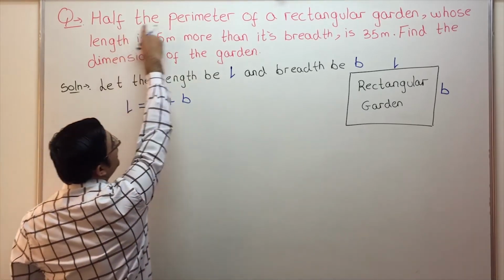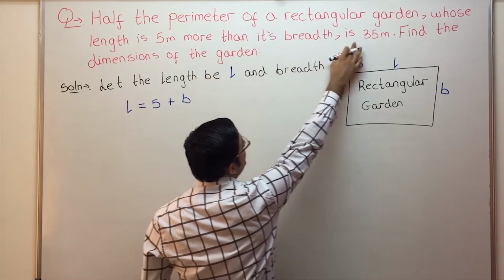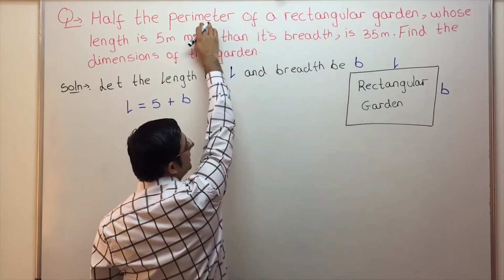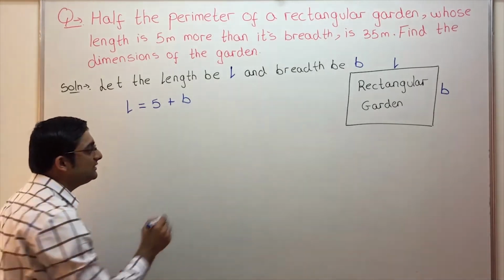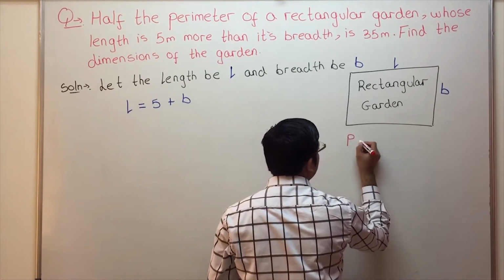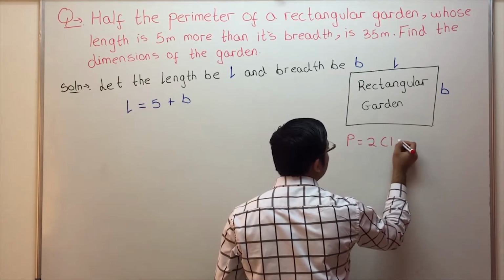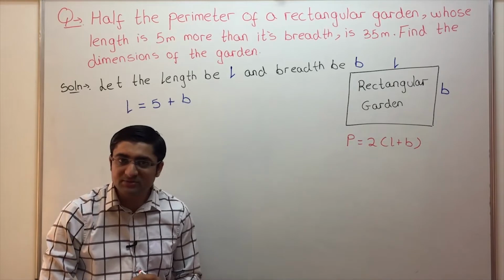Next we are given half the perimeter of a rectangular garden whose length is and breadth is so much is 35 meters. So half the perimeter of the rectangle is 35 meters. So what is perimeter of a rectangle? See, perimeter of a rectangle, I'll mention it over here. Perimeter is 2 times length plus breadth. It is 2 times (L plus B).